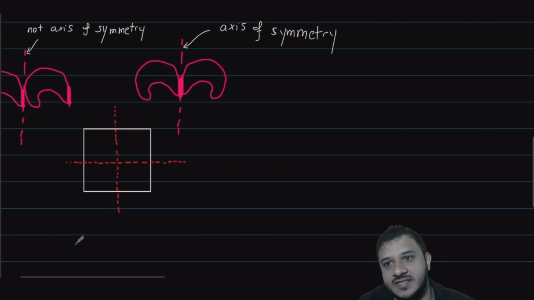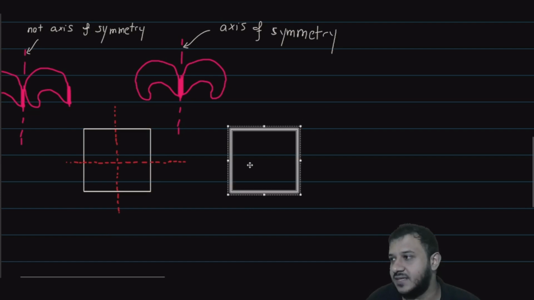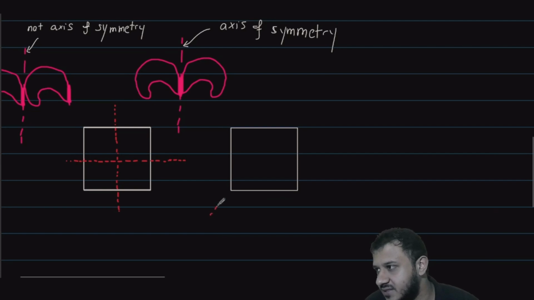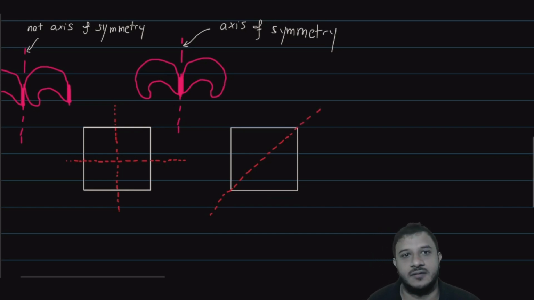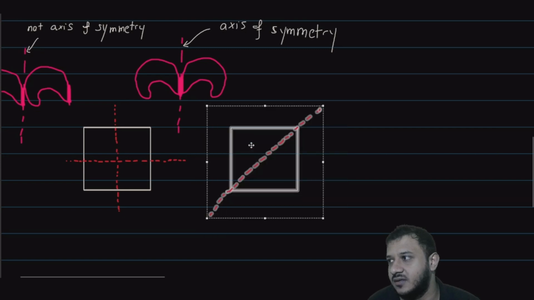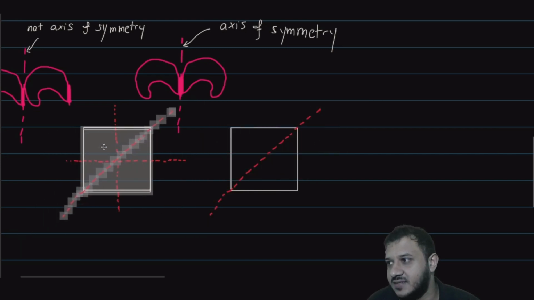How many different axes of symmetry can I make? I can take the same square and I think I can make an axis of symmetry like this as well, right? Yeah, that is also coinciding and equal to each other. There you go, that's another axis of symmetry.